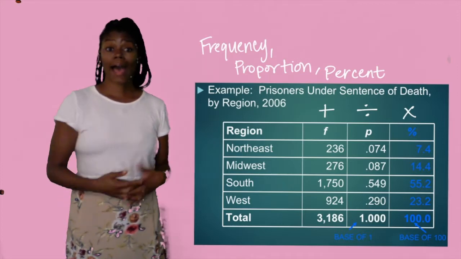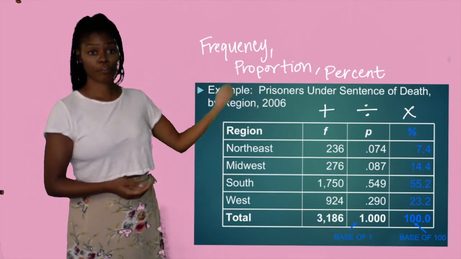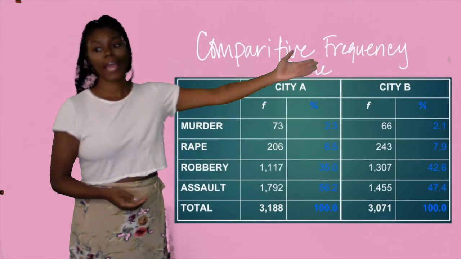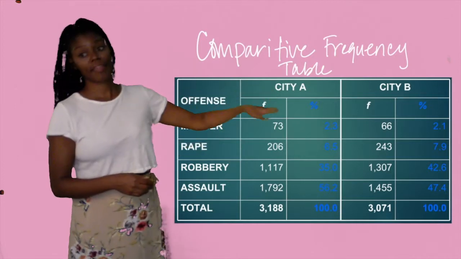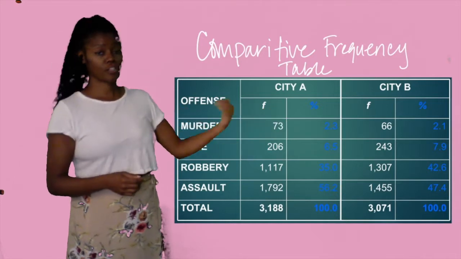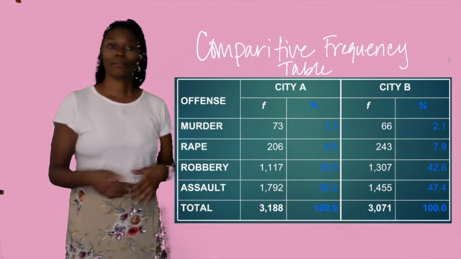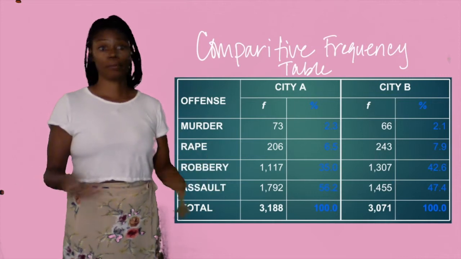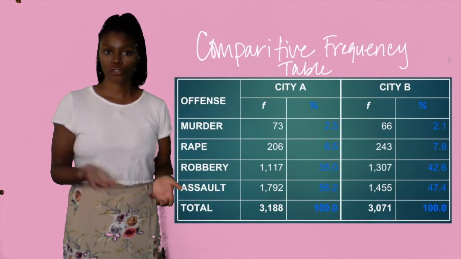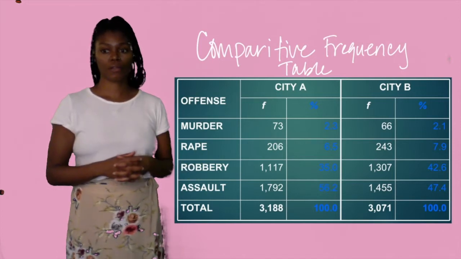We can also have comparative frequency tables. So here I've picked a variable about type of criminal offense in a given regional area, and I'm comparing city A and city B. You can see here that the percentage of robberies in city B is higher than in city A, but the percentage of assaults in city A is higher than in city B. You may want to use this data to do things like decide where to buy a home or decide where to rent a home or where to open a store or where to send your children to school. And this is the kind of data that you would want to look at to make those decisions.